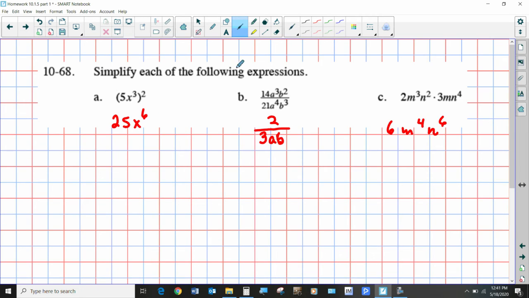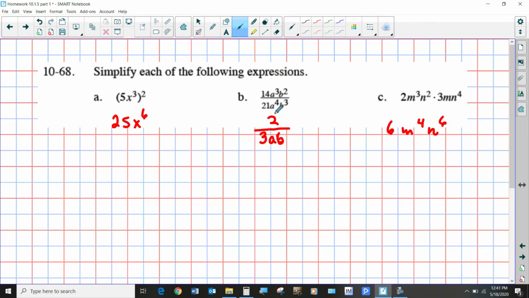All right, simplify each of the following expressions using your exponent rules. Remember, the exponent applies to whatever it touches. So this 2 applies to everything inside the parentheses. So it becomes 5 squared times x to the third raised again to the second power. And then when you do power of a power, remember you multiply the exponents, because if you were to expand this out, that's x to the third, but you need 2 of those repeatedly multiplied together. You can literally see that there are 6 x's repeatedly being multiplied.